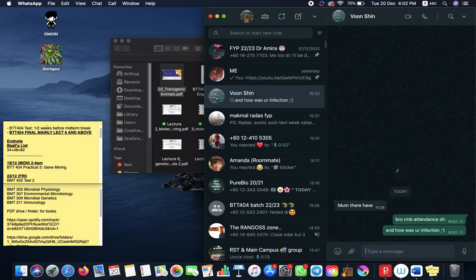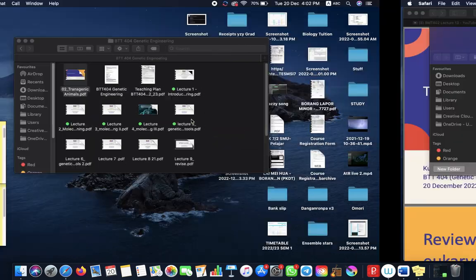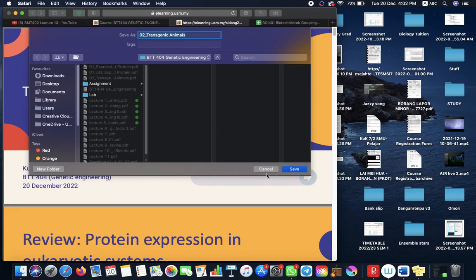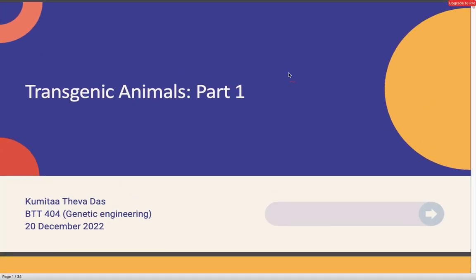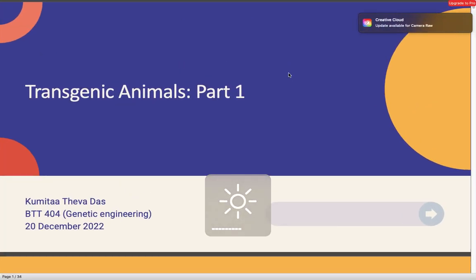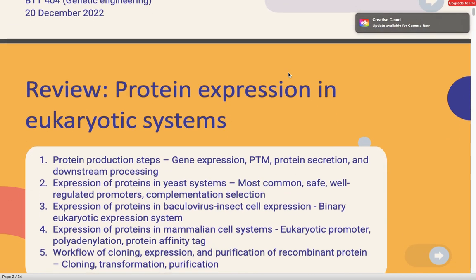So this is, for example, if you have a strain and a vector which has LEU2 wild type versus LEU2 mutant, and how you can actually use that to select for your recombinant protein of interest. We also talked about proteins in baculovirus insect cell expression. So this was pretty brief.